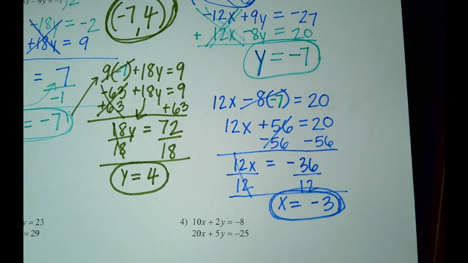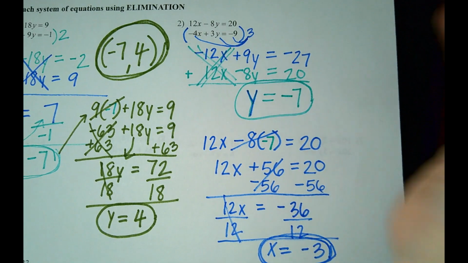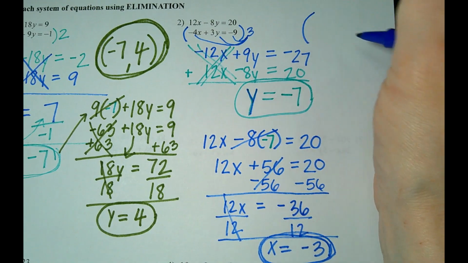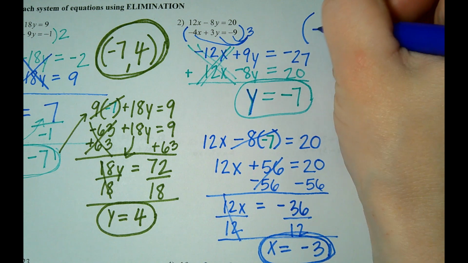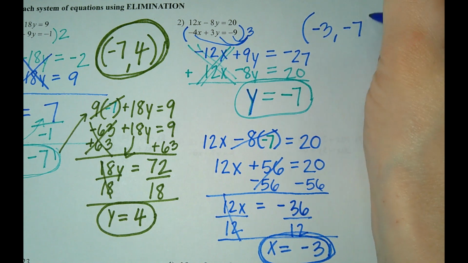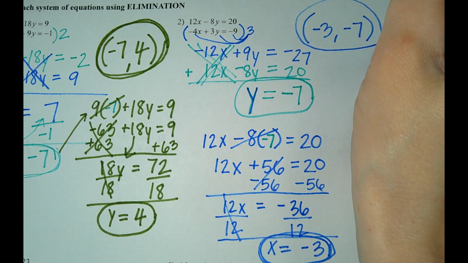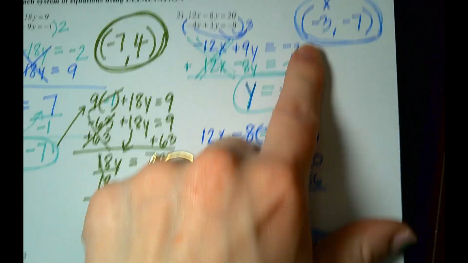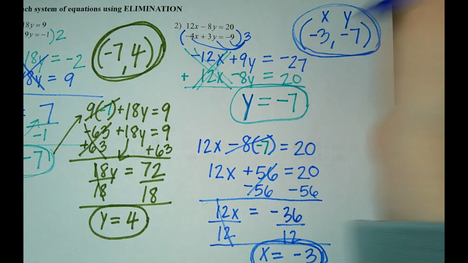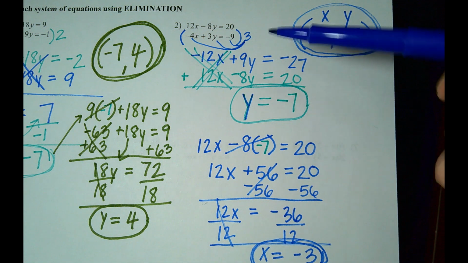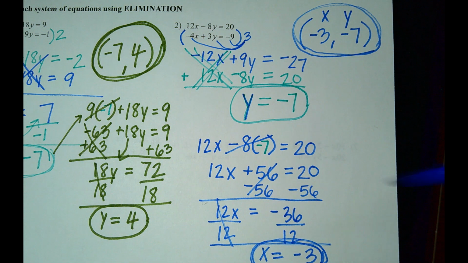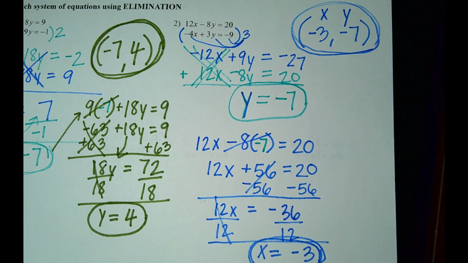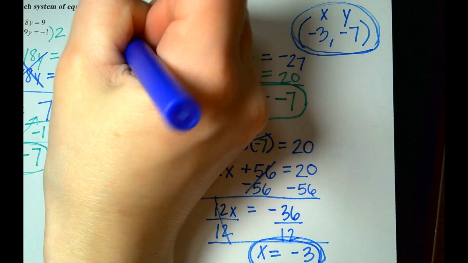So if I wanted to write this as a coordinate, what would that coordinate be? Perfect. Negative 3, negative 7. Yes, the x value always comes first in a coordinate and then the y. It doesn't matter which variable you solve for first, but in your coordinate, it will matter what order you write the numbers in. That's a good question.